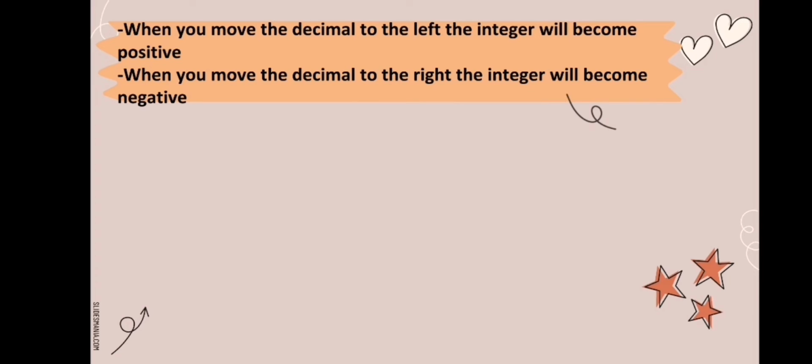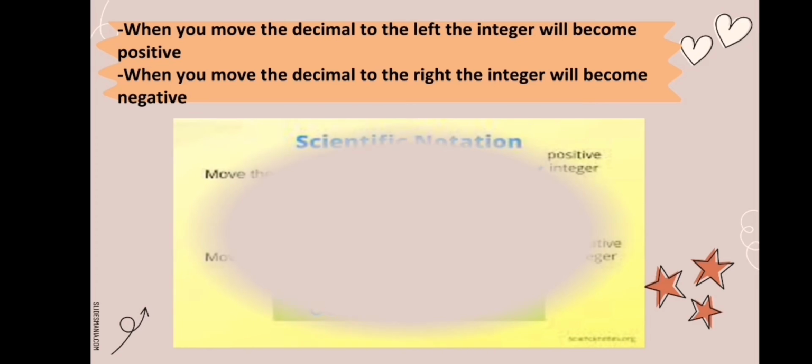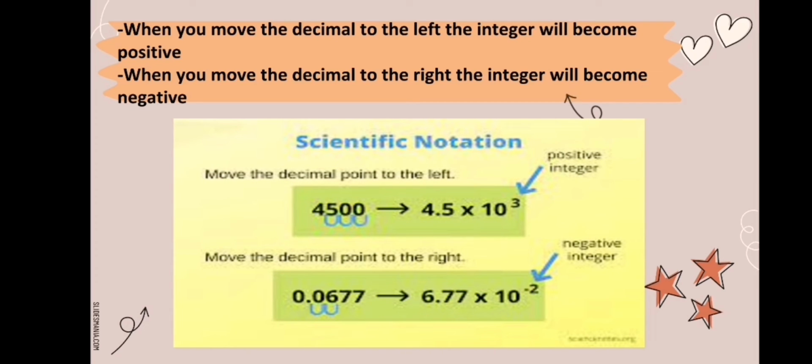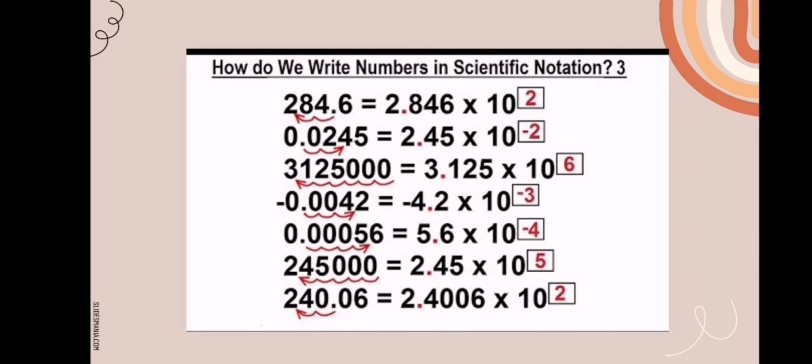When you move the decimal to the left, the exponent will become positive. When you move the decimal to the right, the exponent will become negative. So our example in positive exponent is we have 4,500 is equal to 4.5 times 10 to the power of 3 because we move the decimal point to the left. 0.0677 is equal to 6.77 times 10 to the negative 2 power because we move the decimal point to the right. So how do we write numbers in scientific notation?